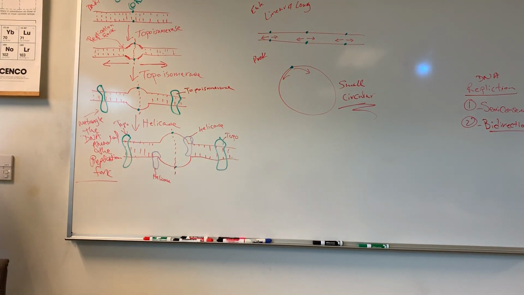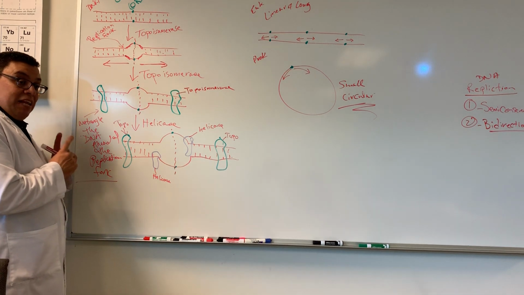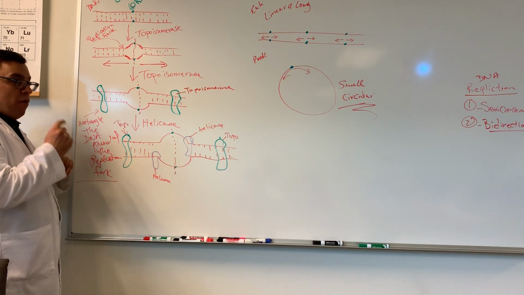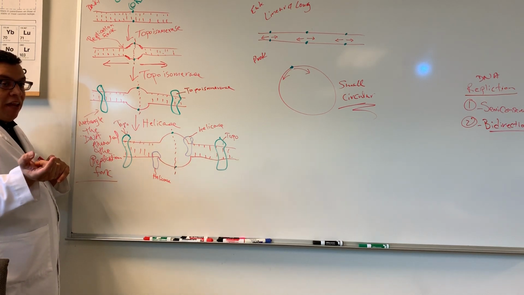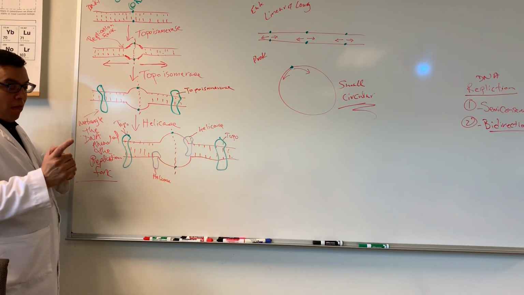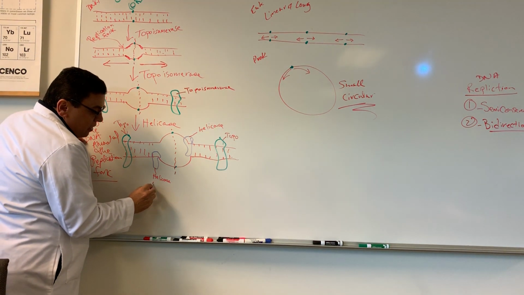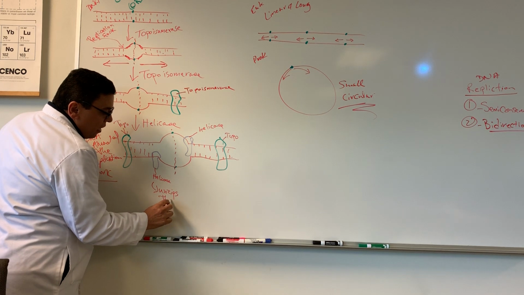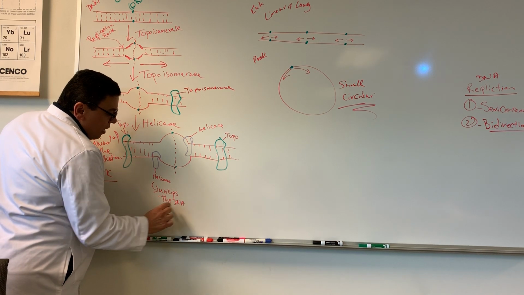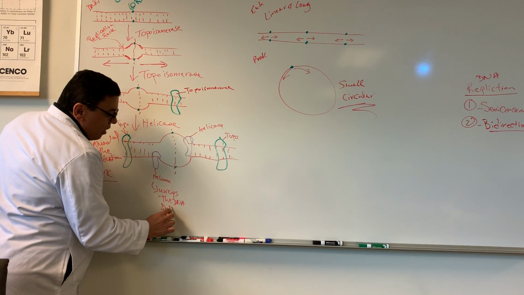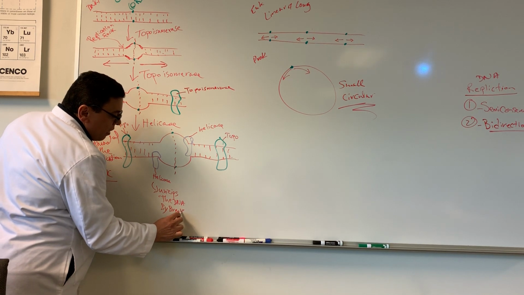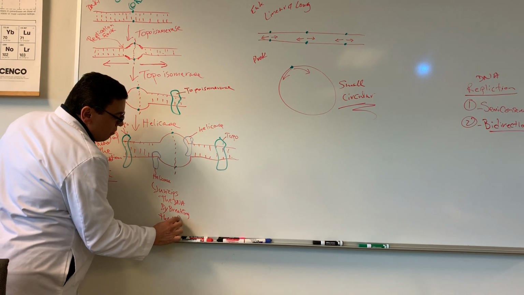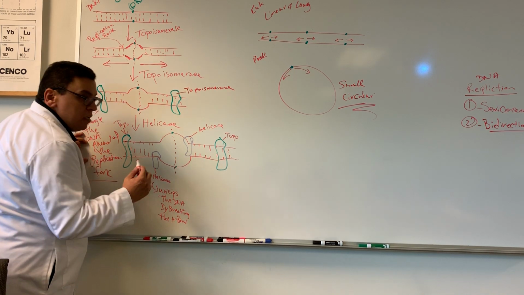Now, helicase unzips the DNA by breaking down the hydrogen bonds. Topoisomerase untangles the DNA ahead of the fork. Helicase unzips the DNA by breaking the hydrogen bonds between the A and the T and the G and the C.